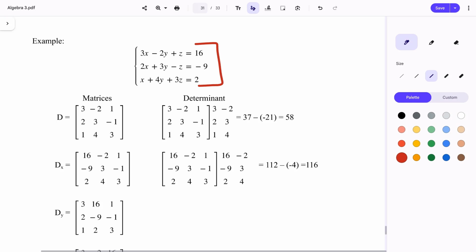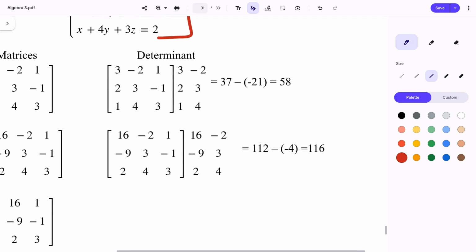3, 2, 1, negative 2, 3, 4, 1, negative 1, 3. All of those come from the numbers in front of your x's, y's, and z's. They're showing you using the diagonal method. So again, I'm just going to keep doing what we did yesterday. Oops, I don't know if it'll let me highlight. There we go. So this is my first set of diagonals. So this would be 27.